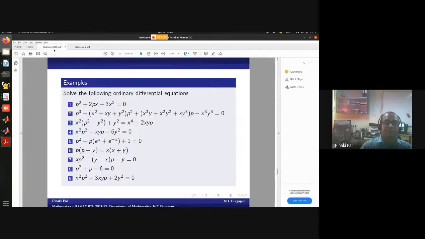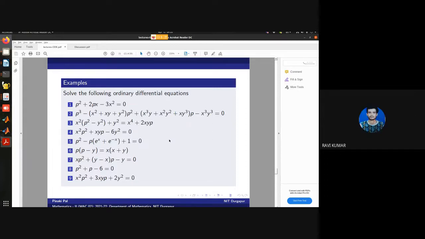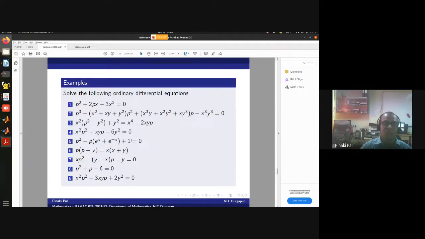And next, question number 5. 1 you can represent as e to the power x into e to the power minus x. Then you can factorize it easily.